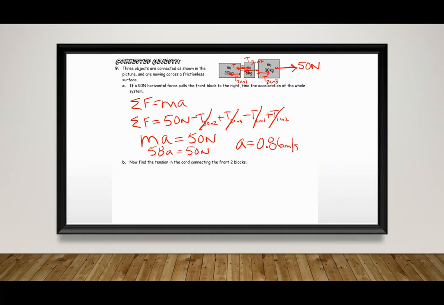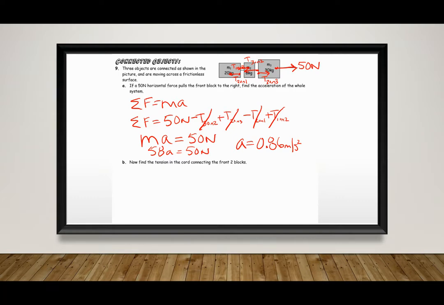meters per second squared. Now, that means that block 1 is accelerating at 0.86 meters per second squared. Block 2 is accelerating at 0.86 meters per second squared. And block 3 is accelerating at 0.86 meters per second squared. And we know that they are accelerating to the right because we've set our right as positive in this case.